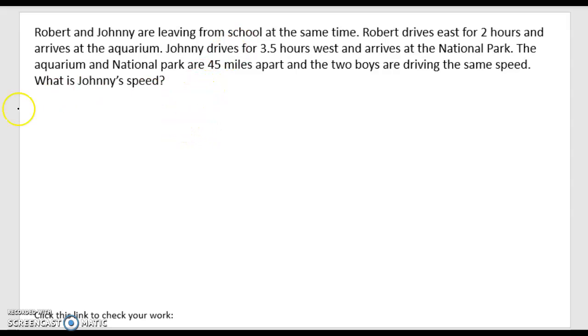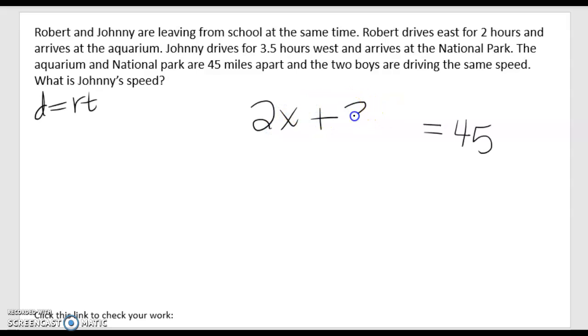For this problem, we have to remember that distance equals rate times time. So Robert's distance plus Johnny's distance is going to equal 45 miles because they are 45 miles apart. So Robert's distance is going to be 2 times his speed, and Johnny's distance is 3.5 times his speed, and they're going the same speed, so that's why I can use an X for both of them.